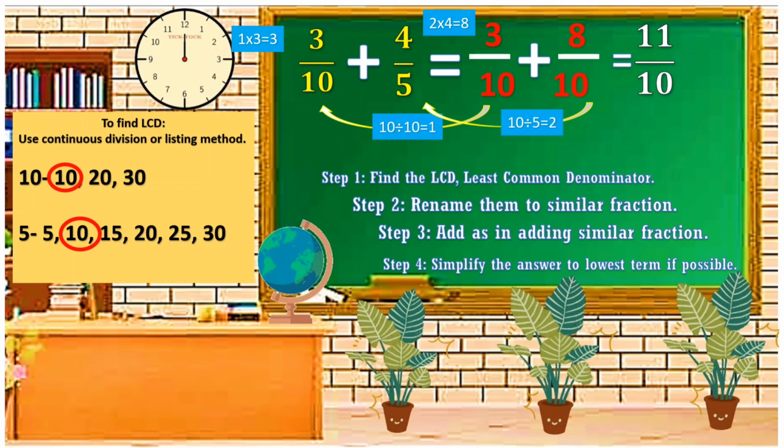Step 4. Simplify the answer to lowest term if possible. Since 11/10 is an improper fraction, we will simplify it, and the final answer is 1 and 1/10.